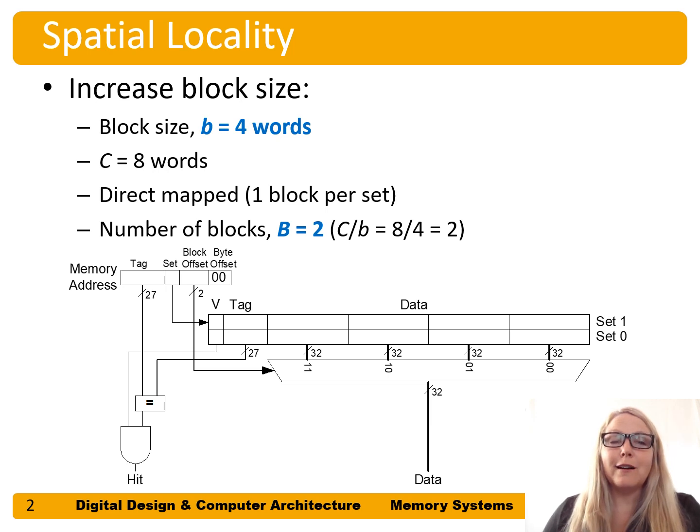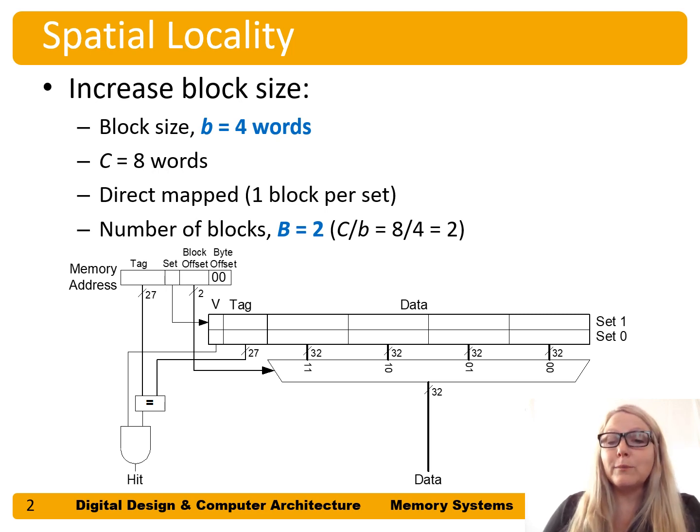So far, we've only talked about temporal locality. So let's now talk about spatial locality. Spatial locality is when we pull in more than just the word that we're accessing. In the prior examples, we were pulling in just one word at a time to the cache. But now, even though we're still accessing a single word, we're going to pull in multiple words for every memory access.